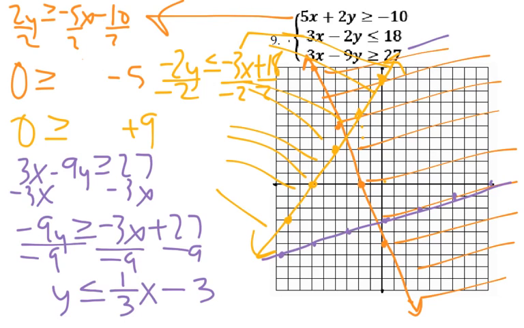Okay, graph that one. Pick our test point 0, 0. The 0 for x cancels that out. Is 0 less than negative 3? No. So we shade down.